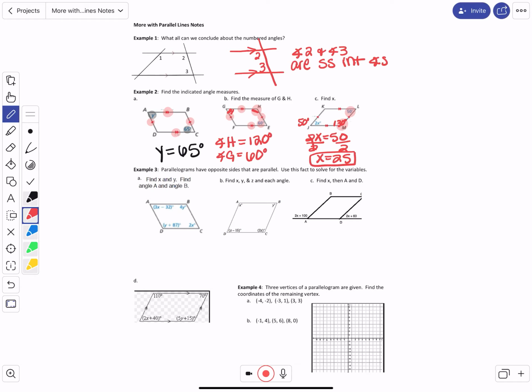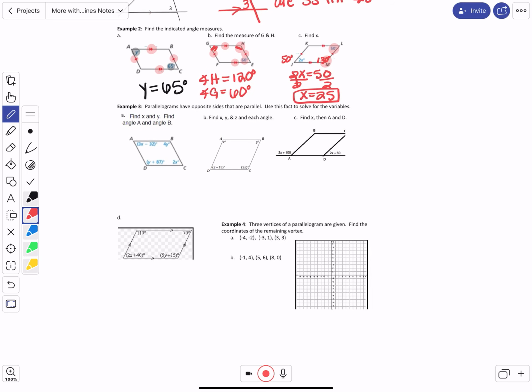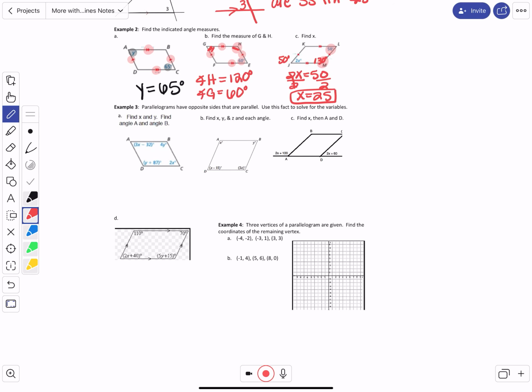Okay, so what we've already kind of discovered is that parallelograms, as it says in example 3, have opposite sides that are parallel. Use this fact to solve for variables. And we know that opposite angles are congruent, which we just discovered. So it wants us to find x and y and find angle A and angle B. So we got a lot to find on this first example here. So let's find x to begin with. We know that this angle and this angle are going to be congruent.